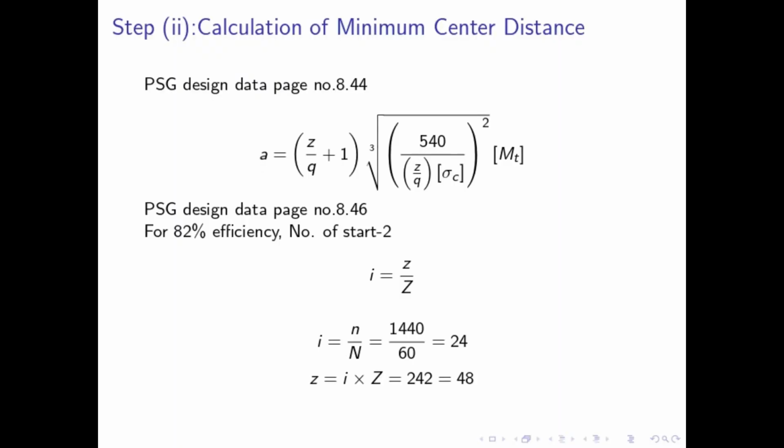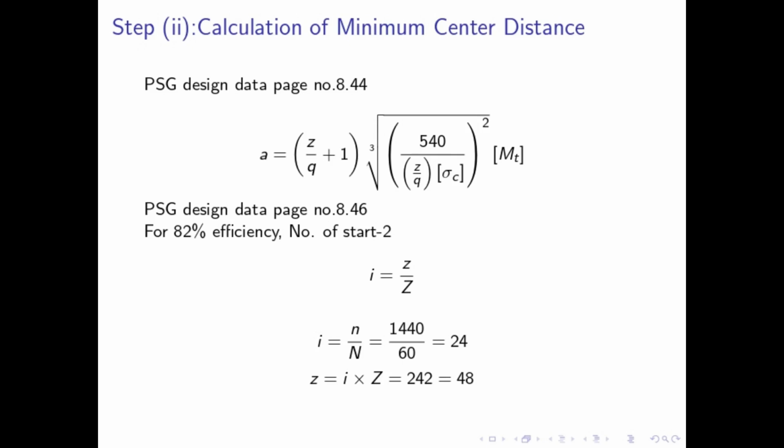Next, step 2, calculation of minimum center distance. On page number 8.44, we have been given the center distance formula, that is small a greater than or equal to z by q plus 1 into cubic root of 540 divided by z by q into sigma c, whole square, into twisting moment, that is designed MT.